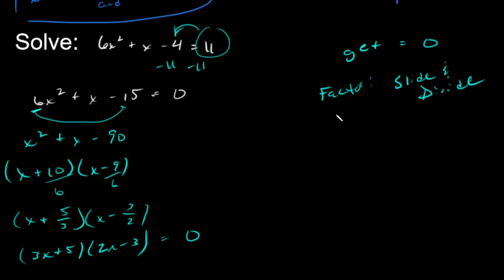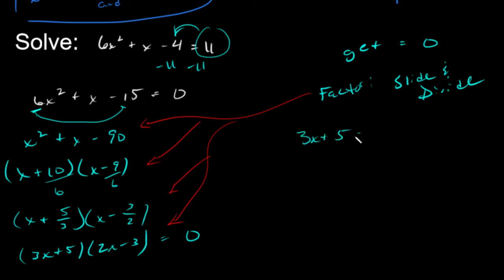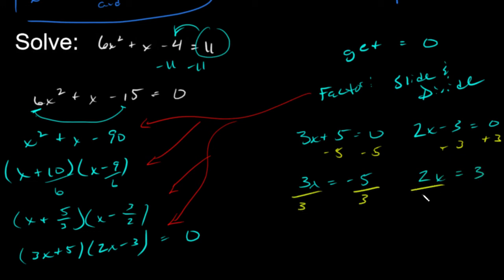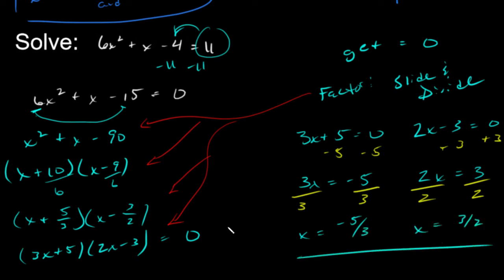So all right, we factored using slide and divide. Now you set each factor equal to 0 and solve. So set 3x plus 5 equal to 0 and 2x minus 3 equal to 0 and solve. So you would subtract 5, and I'm going to treat you like you know how to solve a two-step equation. Add 3, and you get 3x equals negative 5 and 2x equals 3. And then divide by 3 and divide by 2. And you get x is equal to negative 5 thirds and x is equal to 3 halves. And that's it. Those are your answers.